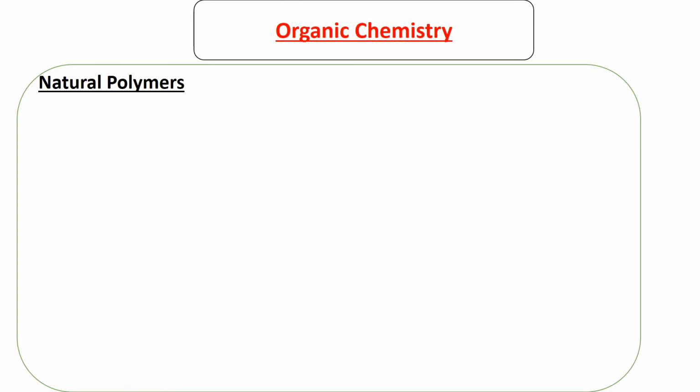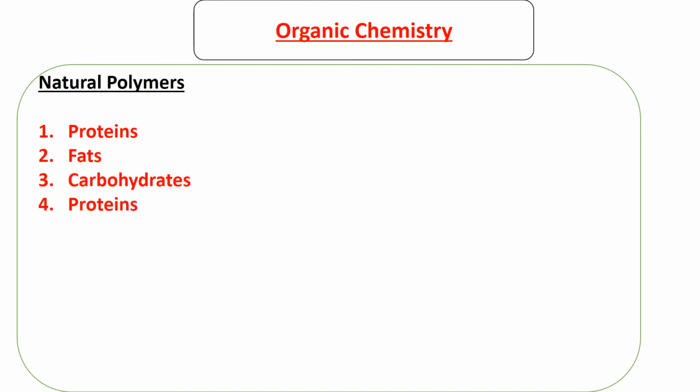Now we go to natural polymers. We're done with synthetic polymers. For those who are also doing biology, you are familiar with these natural polymers. Examples include proteins, fats, and carbohydrates. I've listed proteins twice; it's supposed to be proteins, fats, and carbohydrates. So we start with proteins.